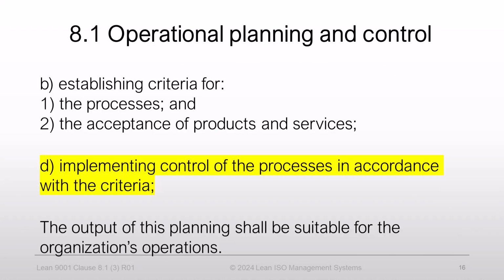The following requirement, D, asks us to implement control of the processes by the criteria. As discussed above, we can also address this requirement in our process documentation. The last requirement in the clause states that the output of this planning shall be suitable for the organization's operations. I am about to tell the standard to stop telling us obvious stuff, as no business would document processes in a way not suitable for their operations.